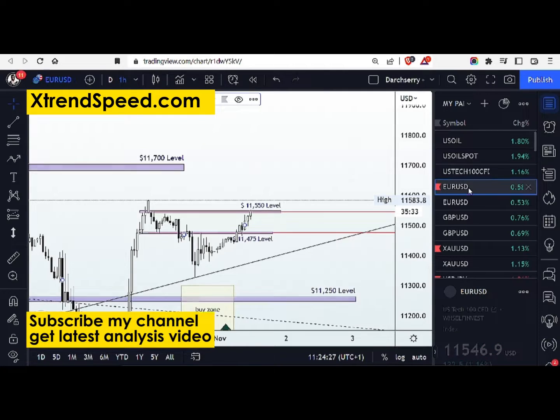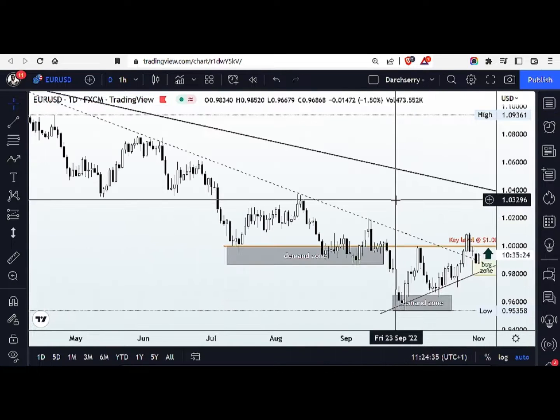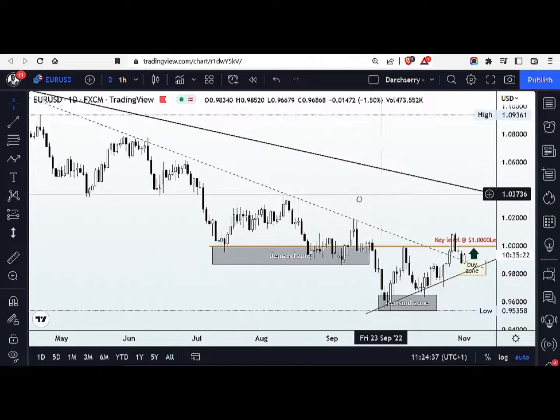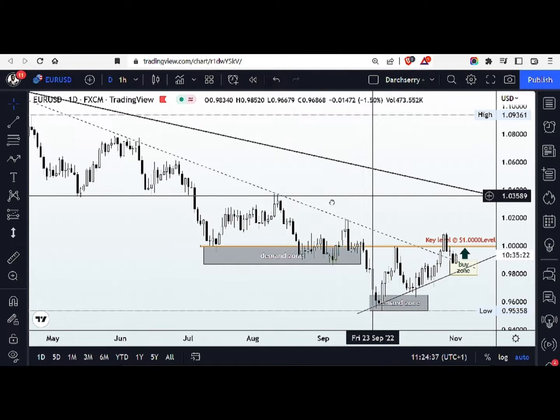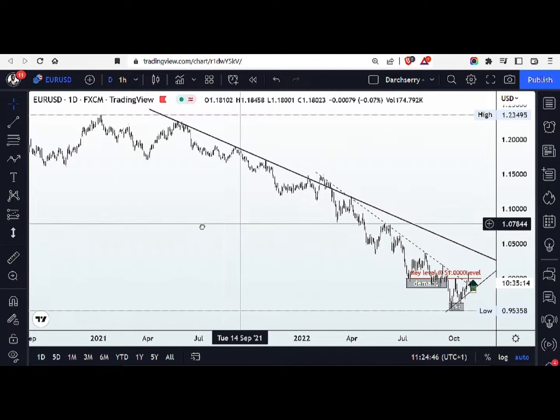Now, on the Euro USD, what is happening on the higher time frame? Well, look at the structure we have on the higher time frame here. We can see that price has been on a long-term bearish momentum since the beginning of the year, and I was able to identify this bearish trend line. In fact, I have two trend lines here. I have the major trend line, which has been holding price action since last year.